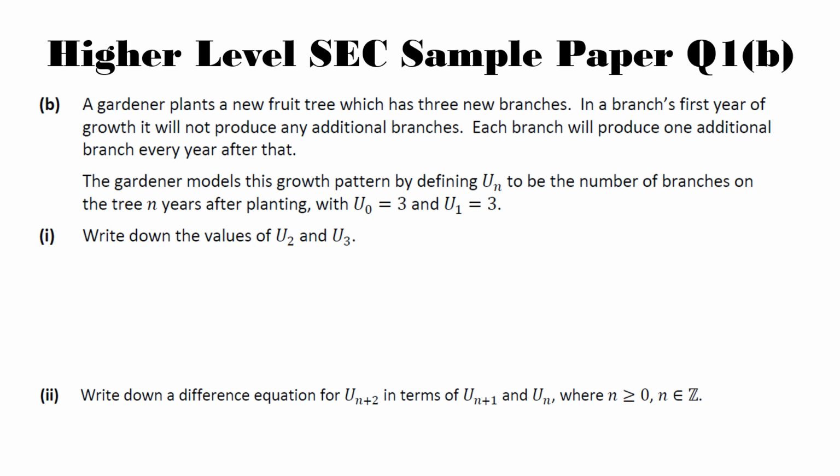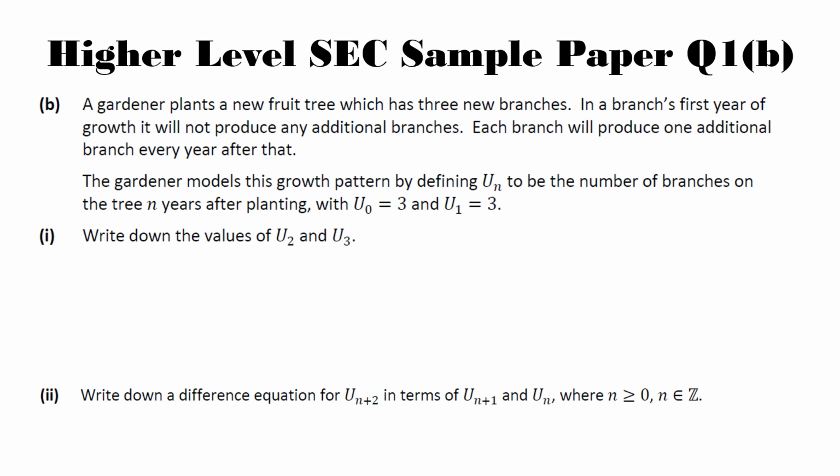So a gardener plants a new fruit tree, which has 3 new branches. In a branch's first year of growth, it will not produce any additional branches, and each branch will produce 1 additional branch every year after that. Okay, so we need to wrap our heads around what's going on there. So the gardener models this growth pattern by defining Un to be the number of branches on the tree n years after planting, with U0 equals 3 and U1 equals 3 as well.